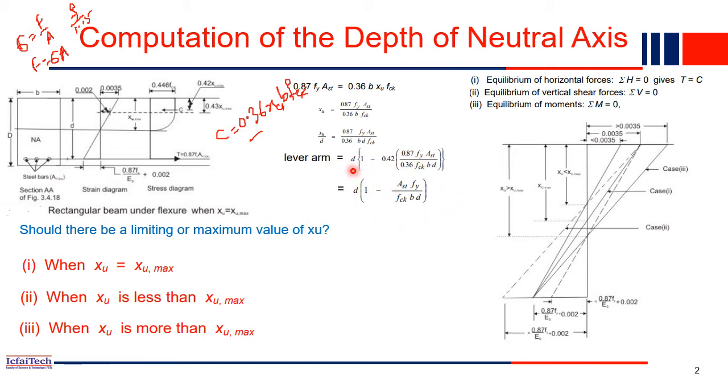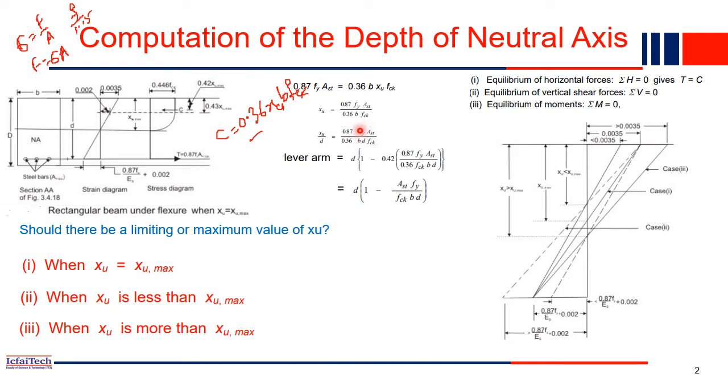So now, XU is what? Depth of the neutral axis, right? So the next question is, is the depth of the neutral axis fixed? Will it always be at the center, or at the top, or at the bottom? Where will it be in general? So XU by D, if you see this expression, it depends on what?